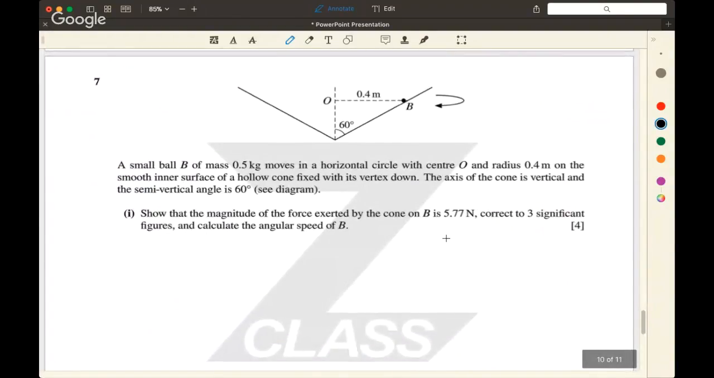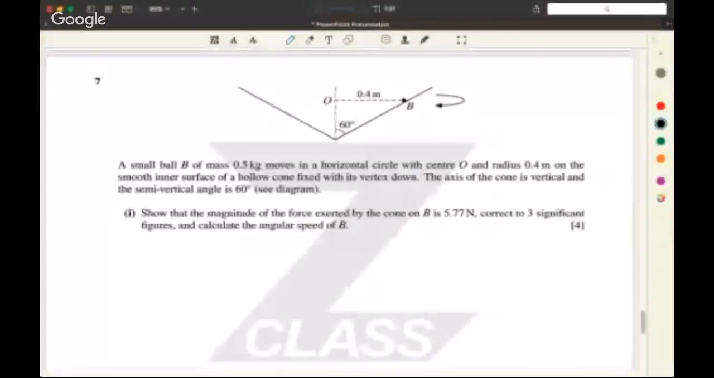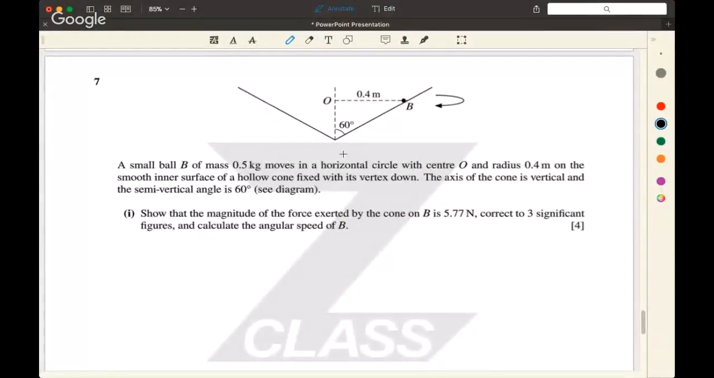Okay, rotational motion. This is actually a fairly gentle question, I think, to wrap up with. So we've got a ball moving in this cone. So I imagine the cone's being spun, or for some reason it's being given some velocity, and it's just spinning round and round this circle in the cone.